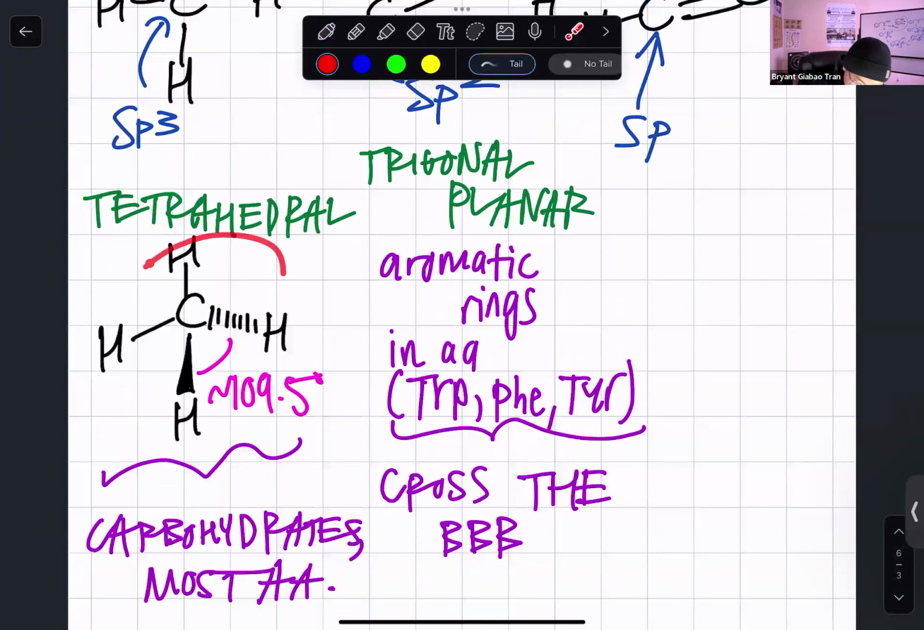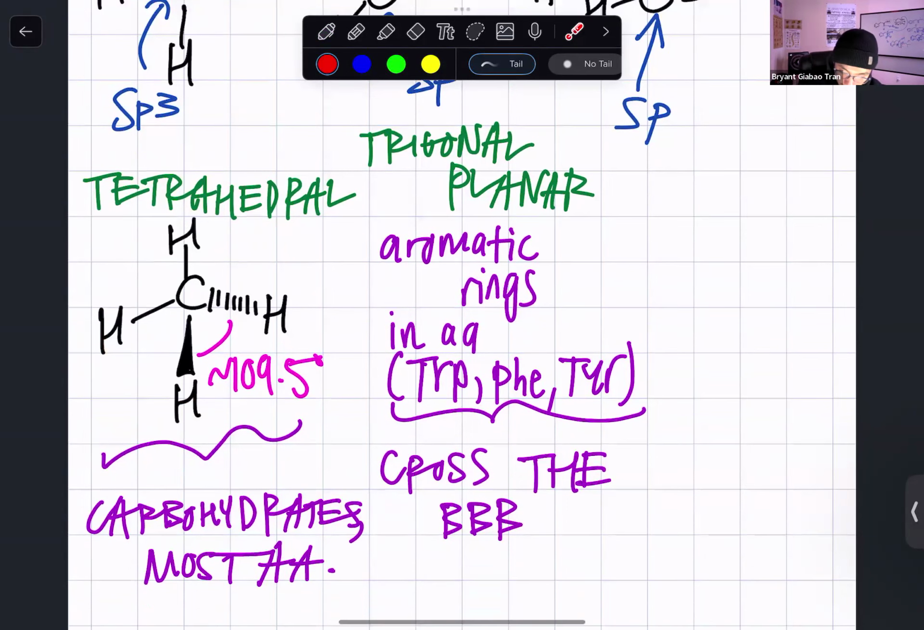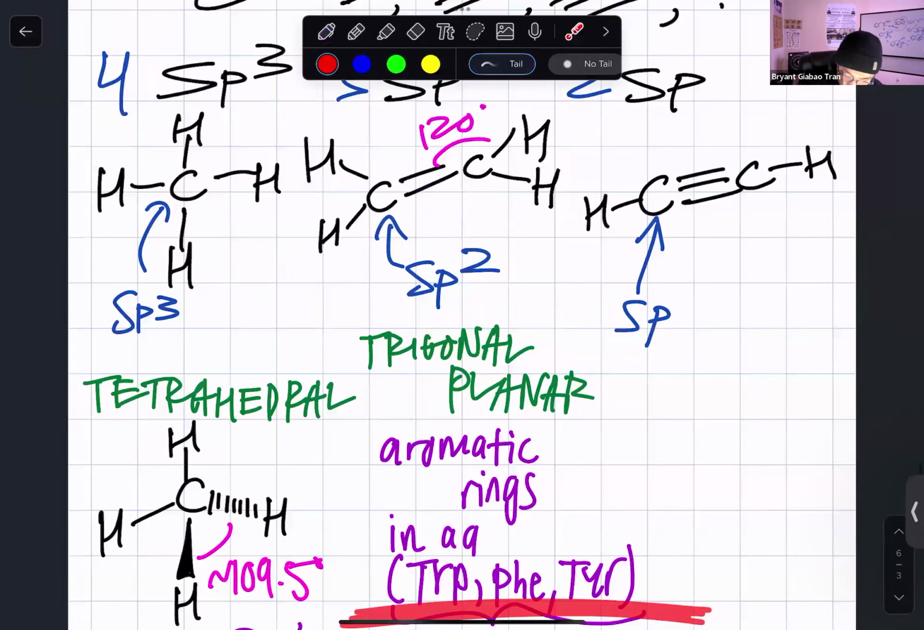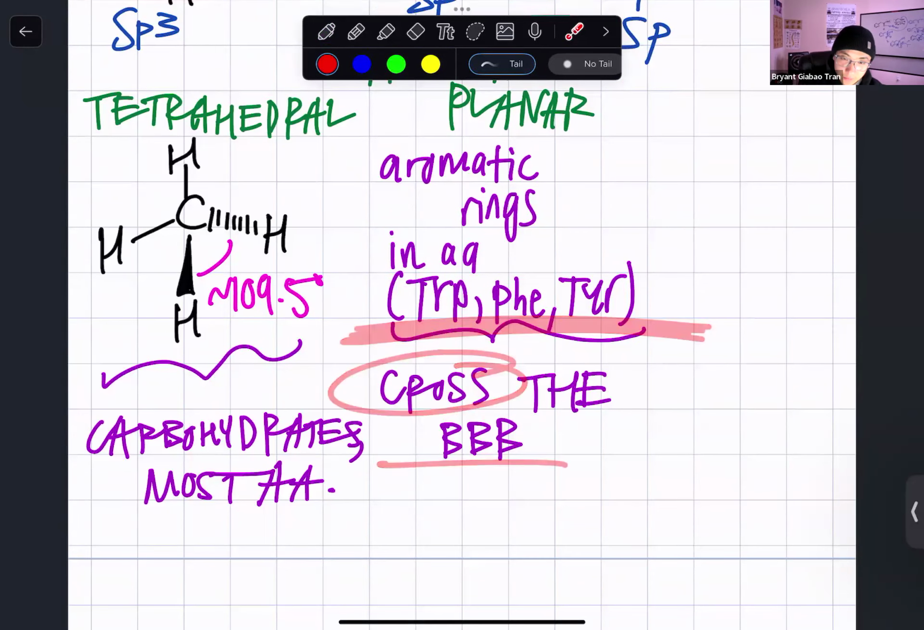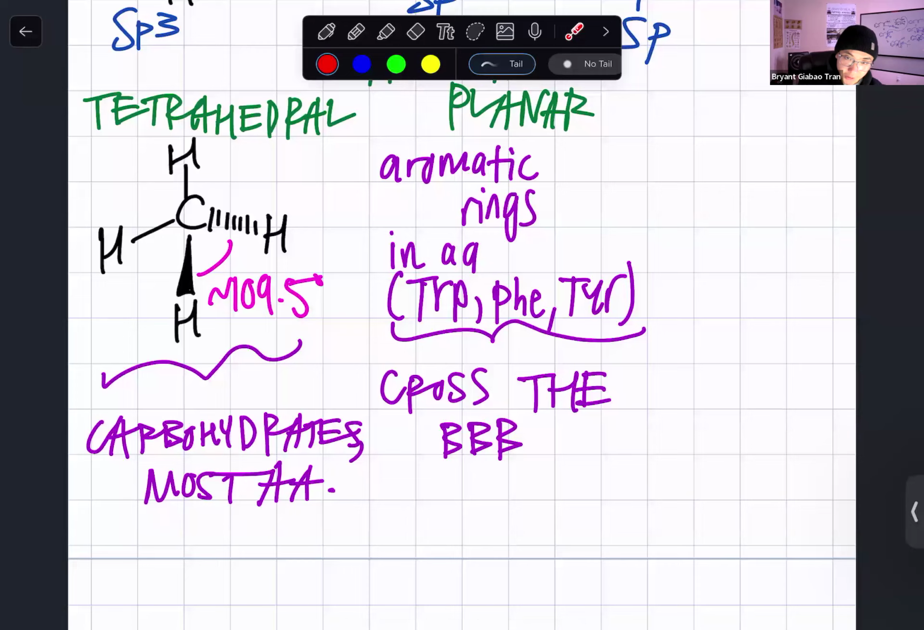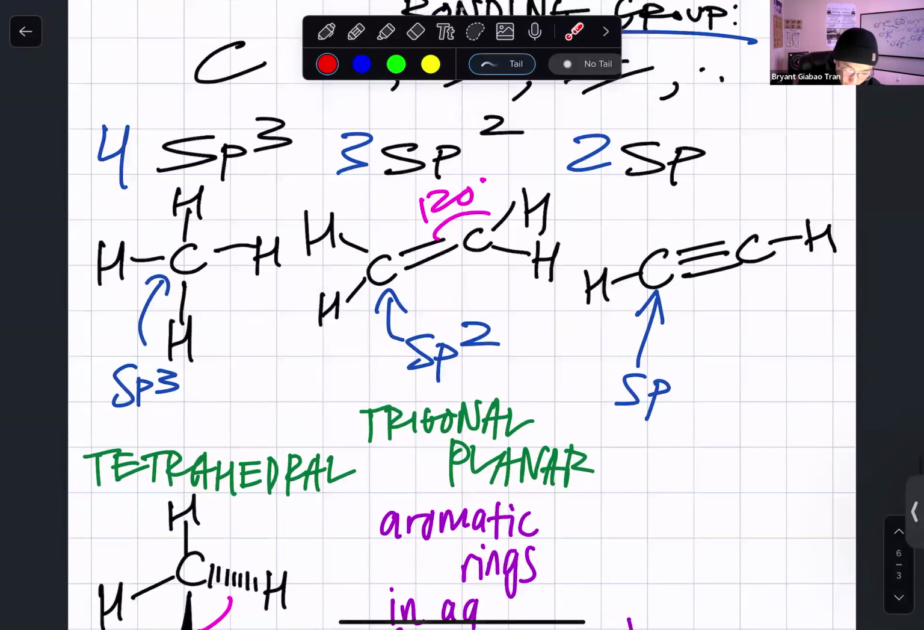And these are not flat and planar. They have a tetrahedral shape, a 3D geometrical shape, which cannot pass the blood-brain barrier and feed the brain, right? But these ones here are flat and aromatic because of the sp2 hybridization, which allows them to cross the blood-brain barrier and give the brain glucose or energy, right?